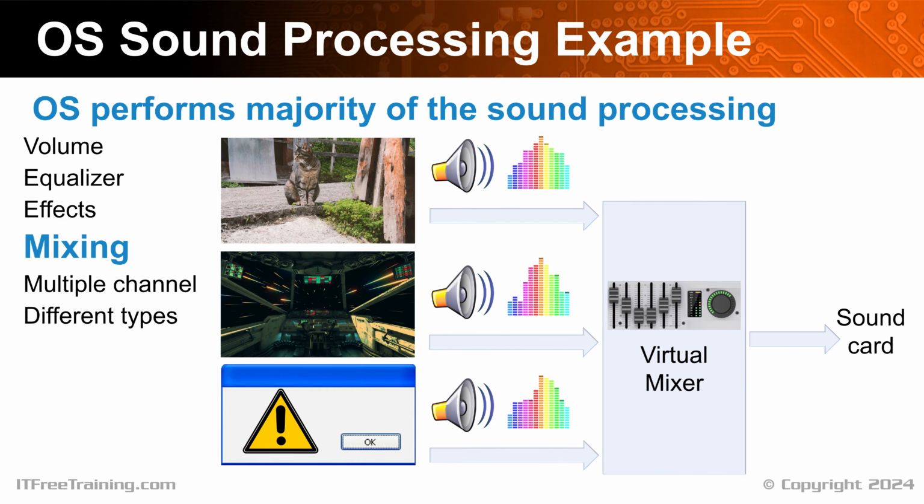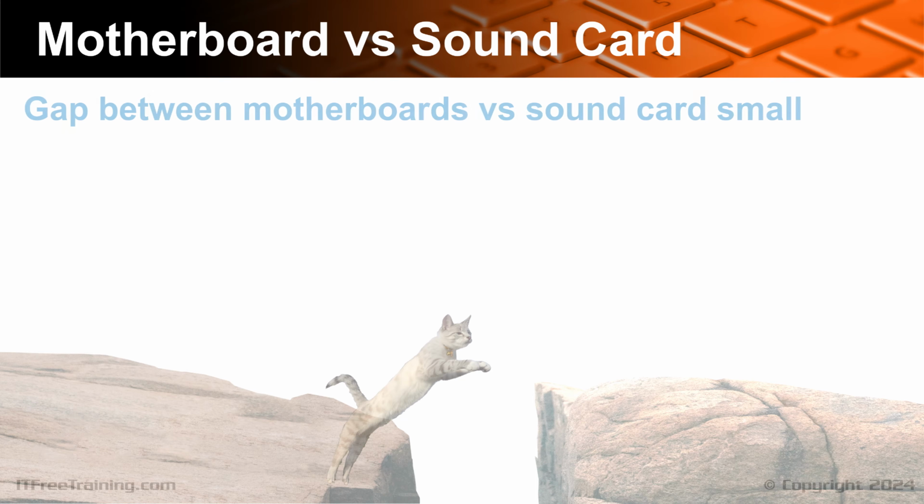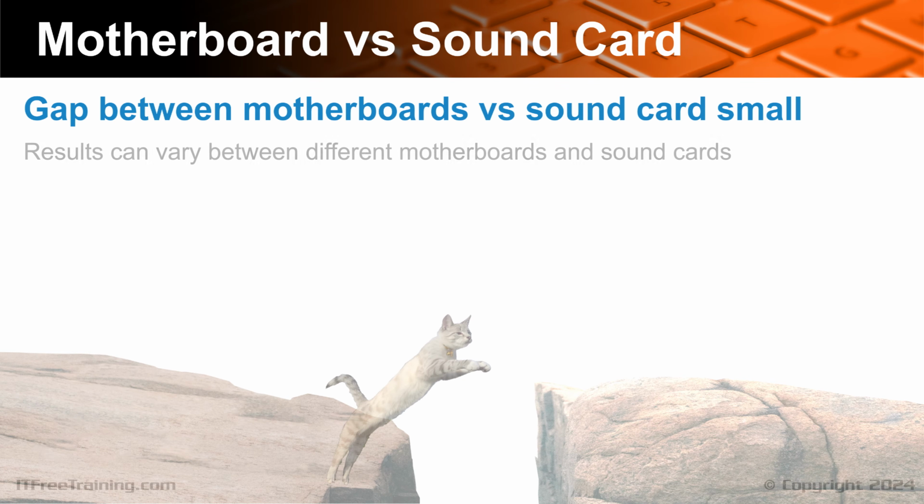Now the question arises, why would you want to purchase a sound card if most of the work can now be performed by the operating system? The difference in benefits between motherboard sound and sound cards is very small nowadays. Results can vary between different motherboards and sound cards. With older motherboards, the gap tends to be a bit bigger, but as technology improved, the sound chips got better.